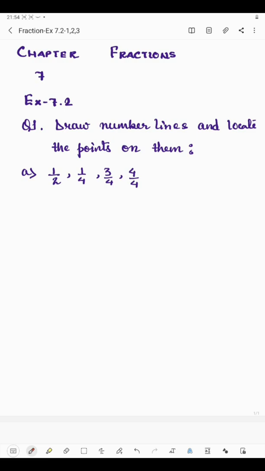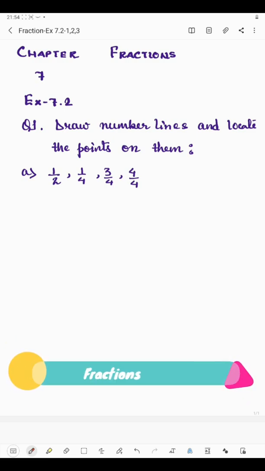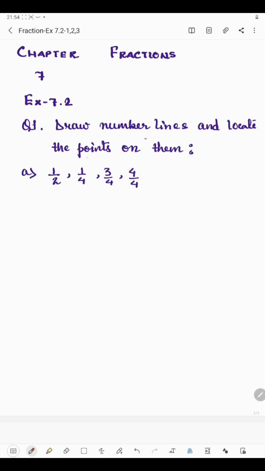Students, now I'm going to start question number 1 of exercise 7.2. Question number 1 says draw a number line and locate the points on them. So in the first part we have 1 by 2, 1 by 4, 3 by 4, 4 by 4. So at first we will draw the number line. Then we will mark the points at equal distance.